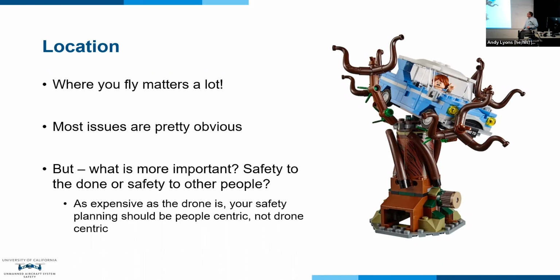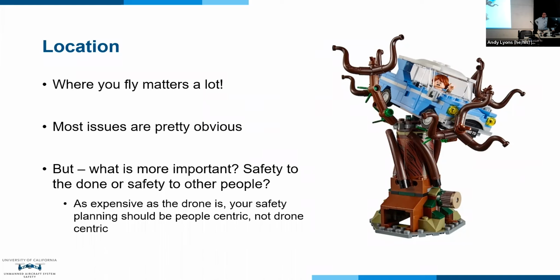So location matters a lot. But you know, most of these issues are pretty obvious, right? Here's a Lego version of the Whomping Willow from Harry Potter, right? Trees are the number one eaters of drones in the UC system. We lose more drones to trees than anything else. But that said, I don't care when we crash into trees.